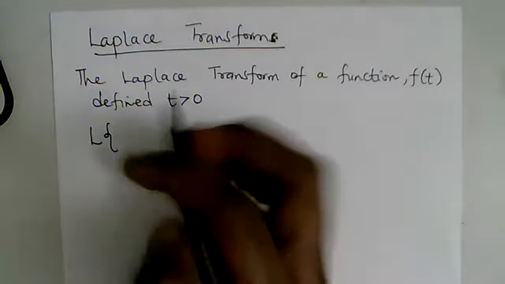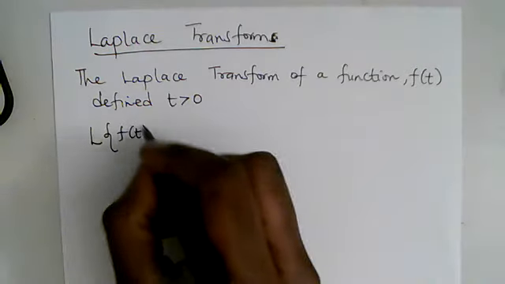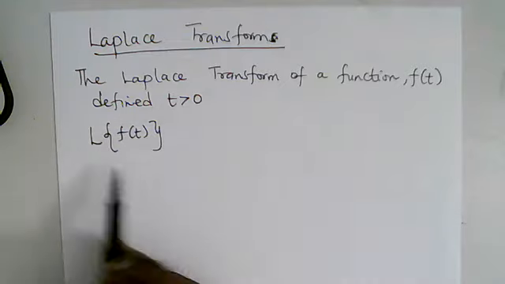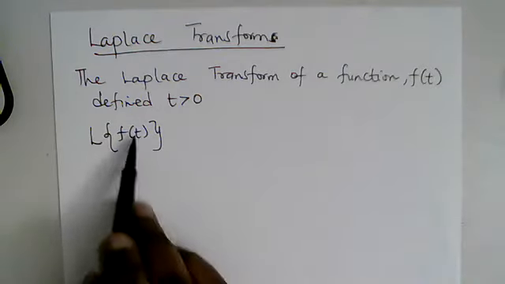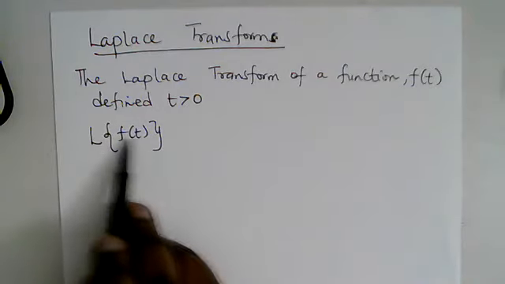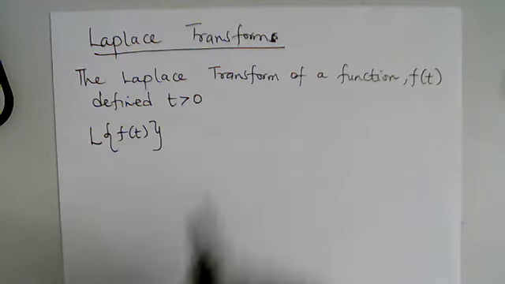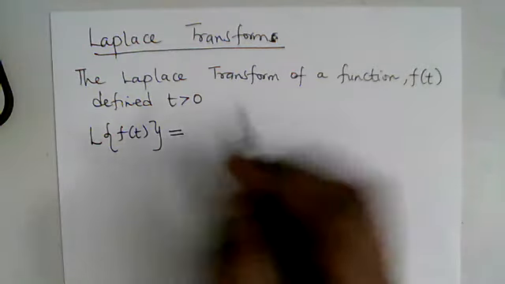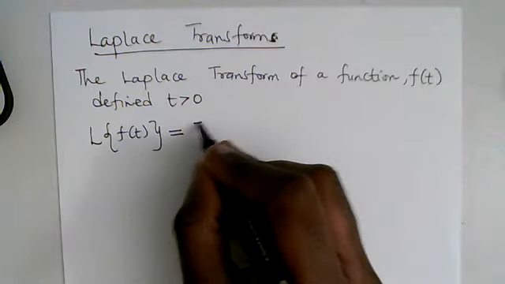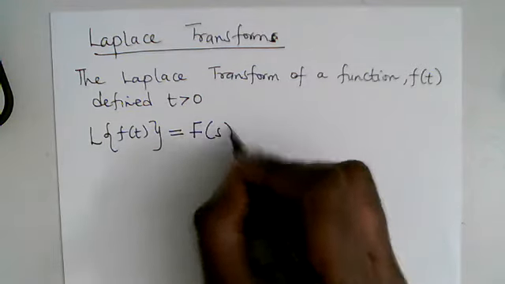Okay, so the Laplace transform of a function f of t is actually defined as L, capital L, f of t. So this is how we denote the Laplace transform of f of t. This f of t is the function we want to transform. We can also denote it by capital F of s.